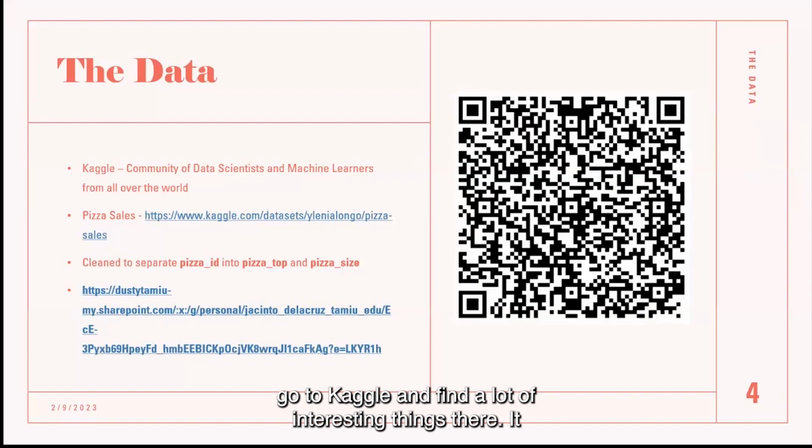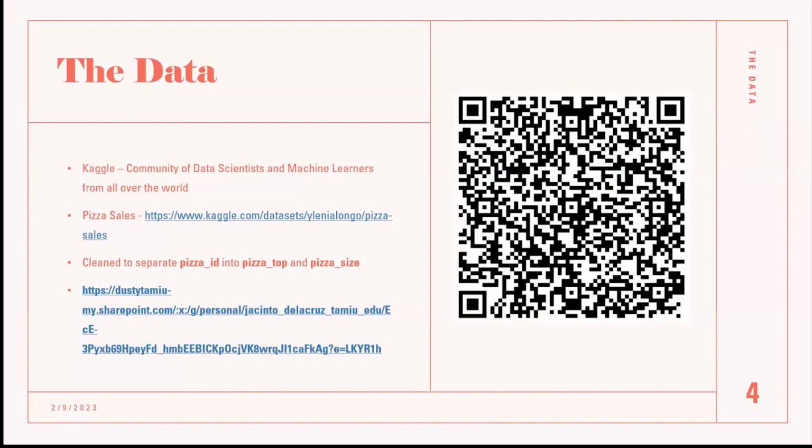It could be made up data, or sometimes there's even data sets from actual businesses and government agencies. So it's a really cool resource. The data set that we're going to be working with today is a made-up data set on pizza sales by a pizza restaurant.